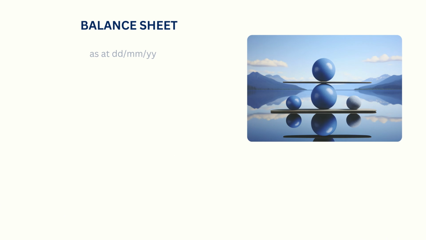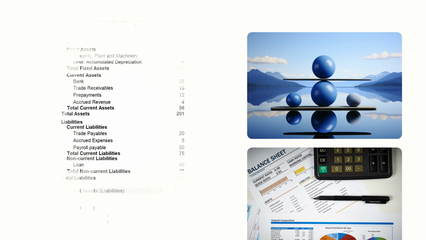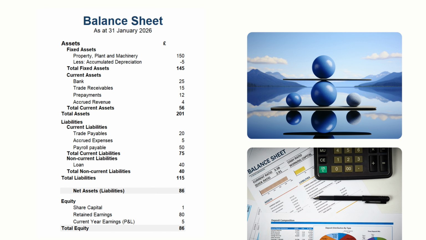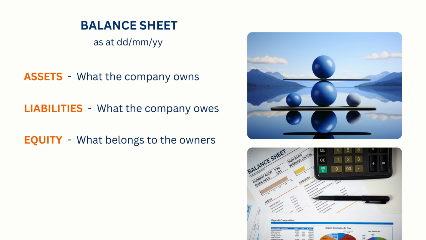A balance sheet shows the financial position of a company at a specific date. Unlike the income statement, which covers a period of time, the balance sheet is a snapshot. It tells us what the company owns, what the company owes, what belongs to the owners. In simple terms, it shows the company's resources and how those resources are financed.